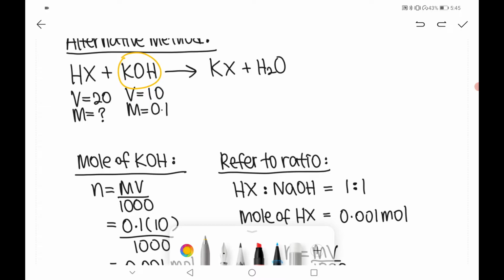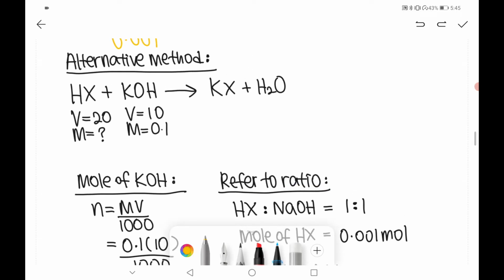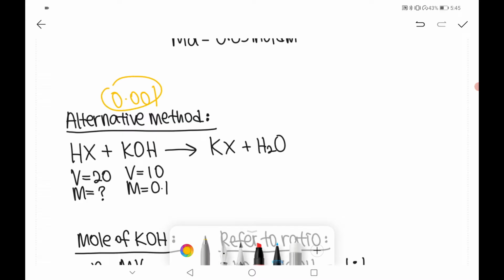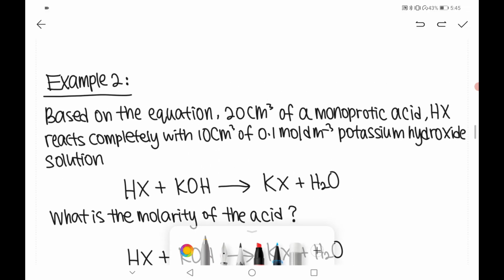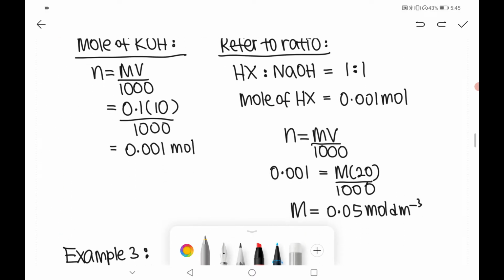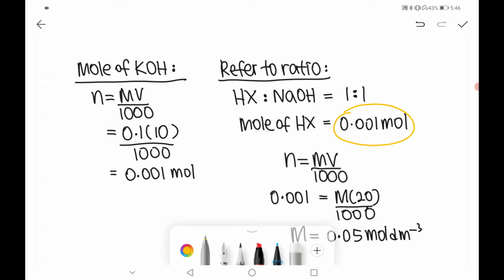Look at the ratio of the acid and the alkali. In this case, the ratio of acid to alkali is 1 to 1. A 1 to 1 ratio means the mole is the same. So if the alkali is 0.001, the acid is also 0.001. When the ratio is the same, the mole would be the same. The acid is HX because they tell us. So the mole of the acid is 0.001.